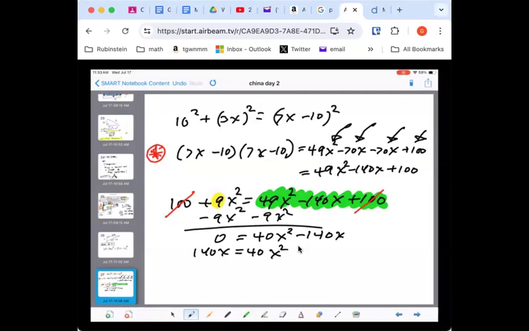And divide both sides by x. And we get 140 equals 40x. So you can see there's a little bit of algebra. We haven't quite had this one before. If those hundreds didn't cancel out, you were going to need the quadratic formula.